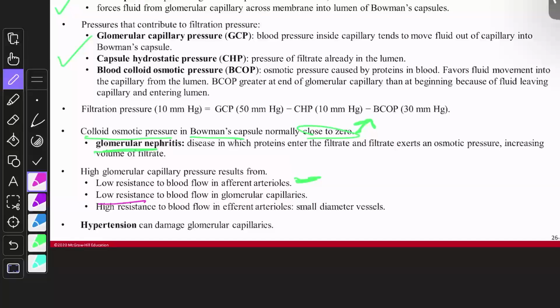The third piece of this is that I need high resistance to blood flow in the efferent arteriole. That's that little guy at the end, right? We've got to make him smaller so that we have lots of blood coming in and less blood coming out. That's going to raise the pressure.